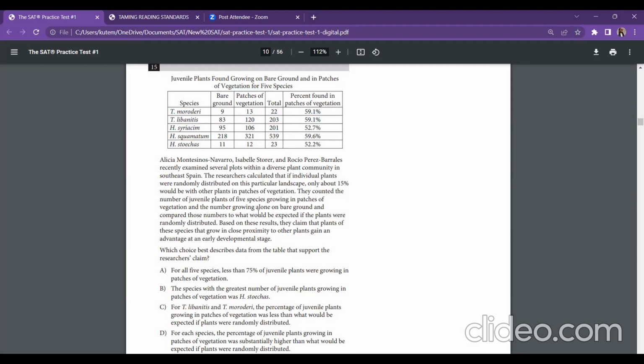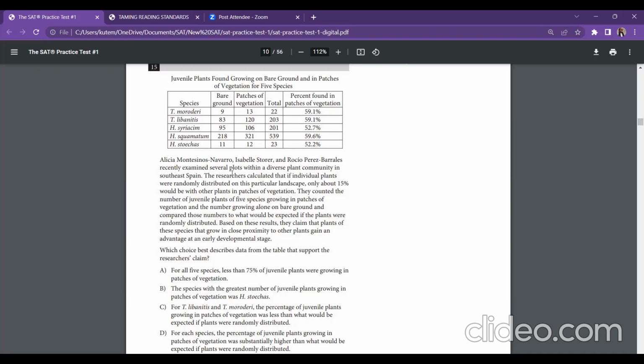Okay, this is a very long passage. I'll use abbreviations just because I don't want to take time trying to read these words. So AMN, IS, and RPB recently examined several plots within a diverse plant community in southeast Spain. The researchers calculated that if individual plants were randomly distributed on this particular landscape, only about 15% would be with other plants in patches of vegetation. They counted the number of juvenile plants of 5 species growing in patches of vegetation and the number growing alone on bare ground and compared those numbers to what would be expected if the plants are randomly distributed.